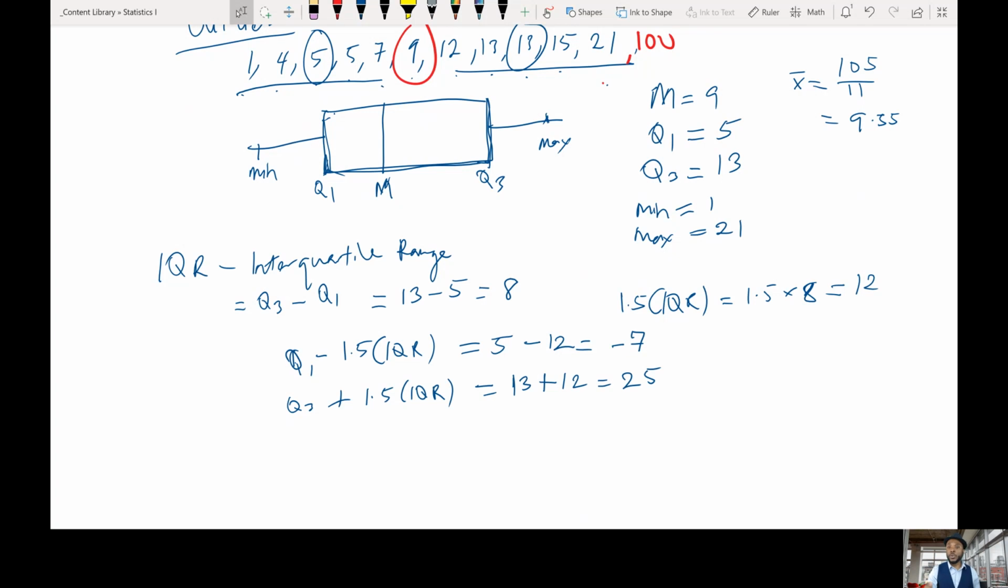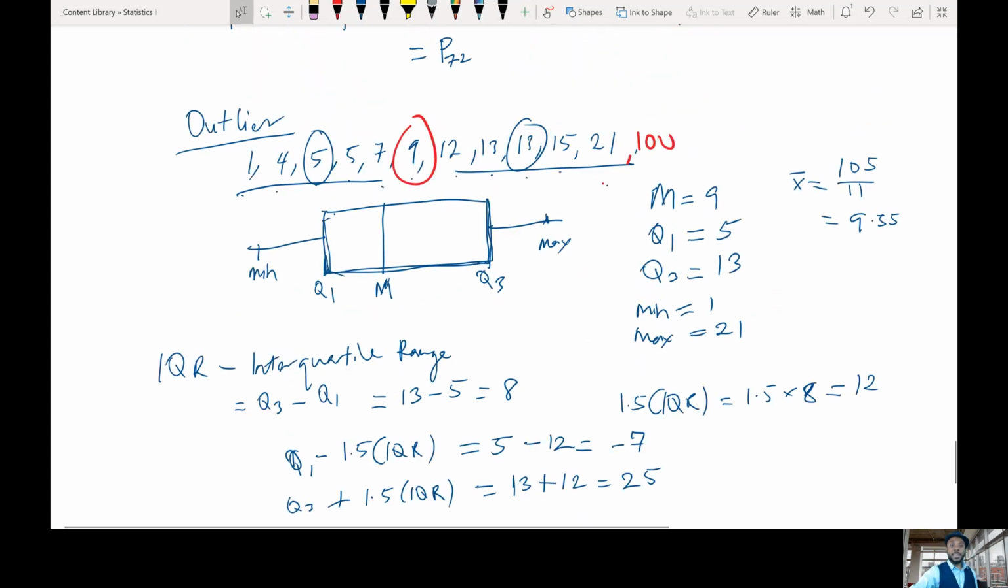So you have to do this whole computation. By adding 100, you need to find the median, find the first quartile, find the third quartile. The minimum is 1, the maximum is 100 this time around. Determine the interquartile range and determine the threshold for an outlier. So that's how to detect outliers in skewed data.